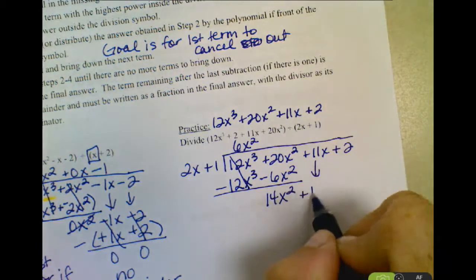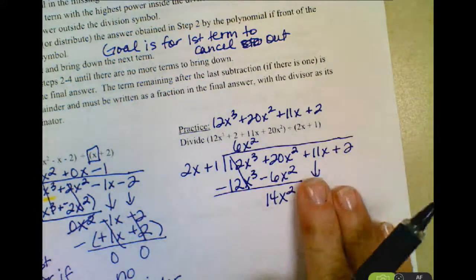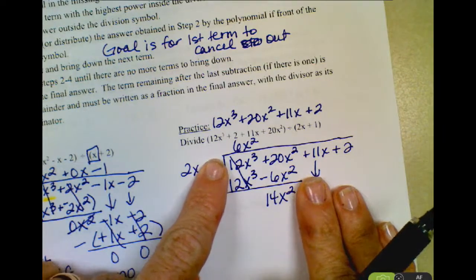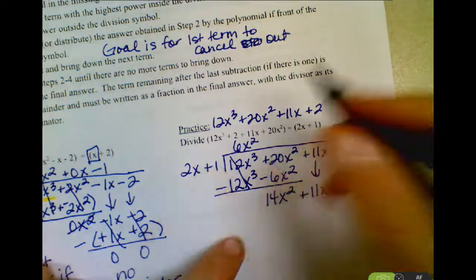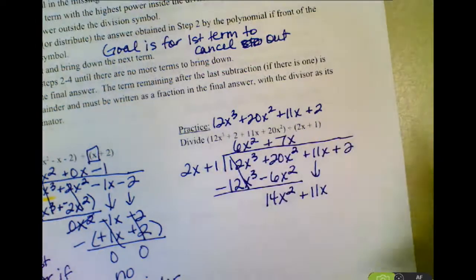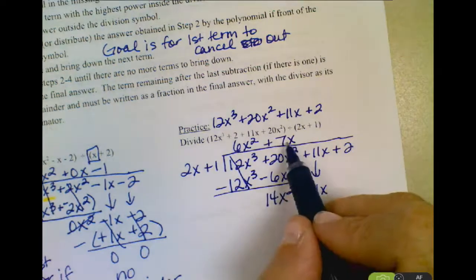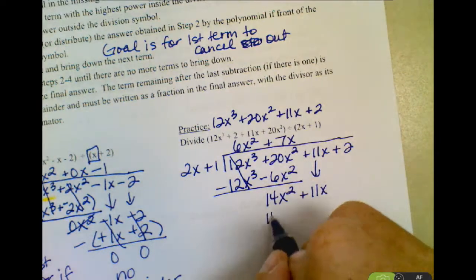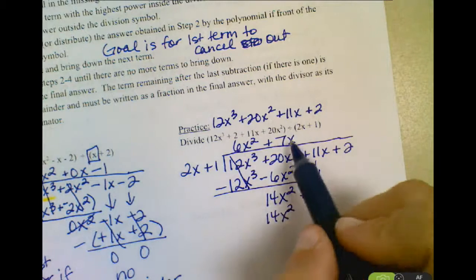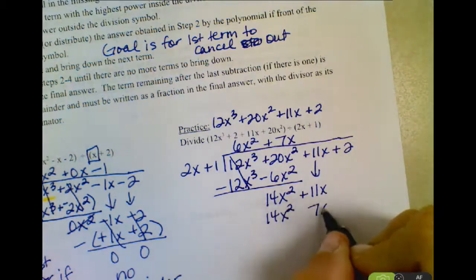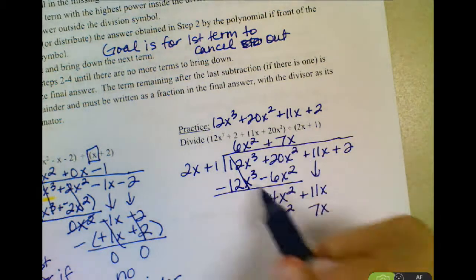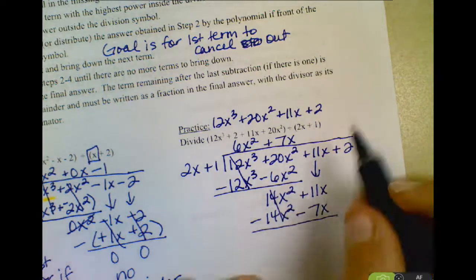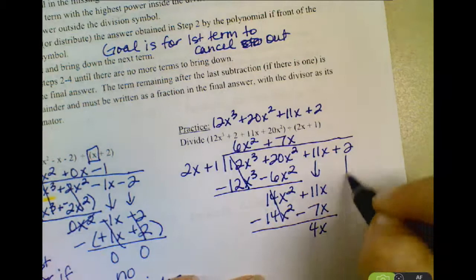Bring your next term down. Now do the same thing again. You're only looking at 2x and 14x squared. So 2 goes into 14 7 times, x goes into x squared x. So we should have 7x. Now use distributive property, multiplying 7x times 2x plus 1. 7 times 2 is 14. X times x is x squared. 7x times 1 is 7x. Everything's positive. Now I need to reverse the signs because I'm subtracting. So 11 minus 7x is 4x. Now you're going to bring down the 2.